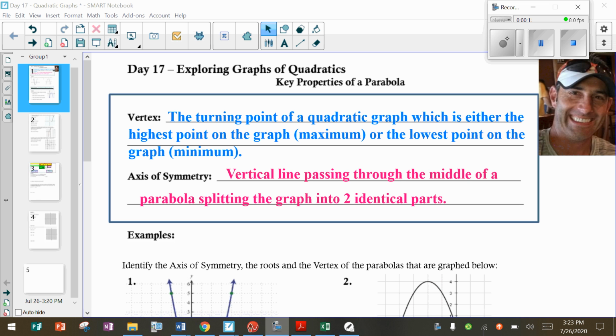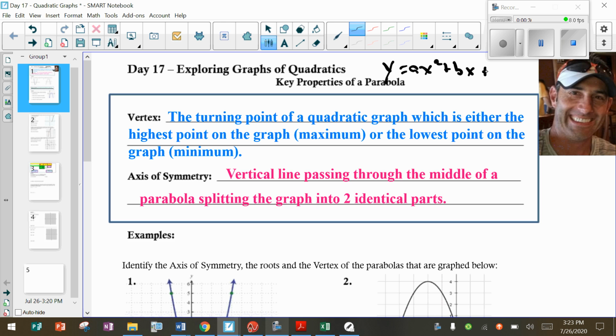So today we're talking about quadratic equations and special aspects of their graphs and pictures of a quadratic. Now remember, a quadratic equation is an equation that has a highest exponent of 2. The standard form for a quadratic equation is y equals ax squared plus bx plus c.